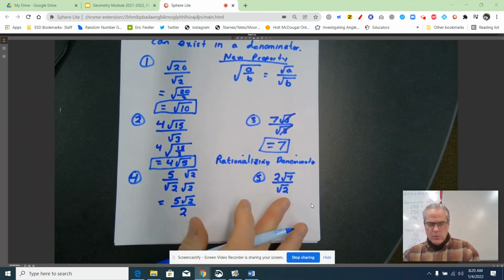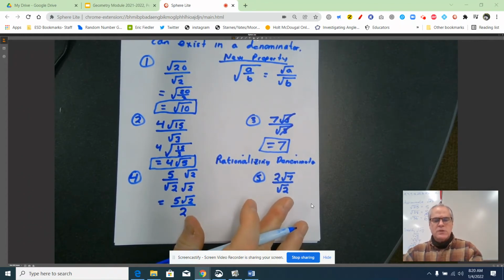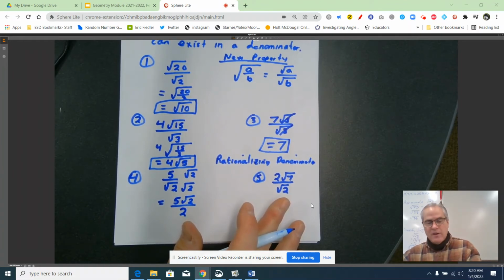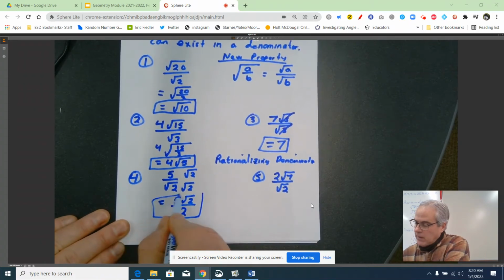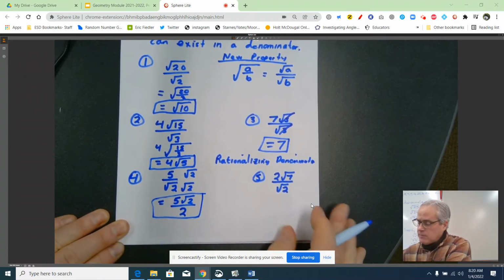And some of you might be thinking, well, wait a minute. Isn't the square root of 2 times the square root of 2 the square root of 4? Yes. And what's the square root of 4? Well, that's just 2. Okay, square root of a number times the square root of itself is that number. Okay, there's our final answer. Yes, it's okay to have a fraction as your answer.